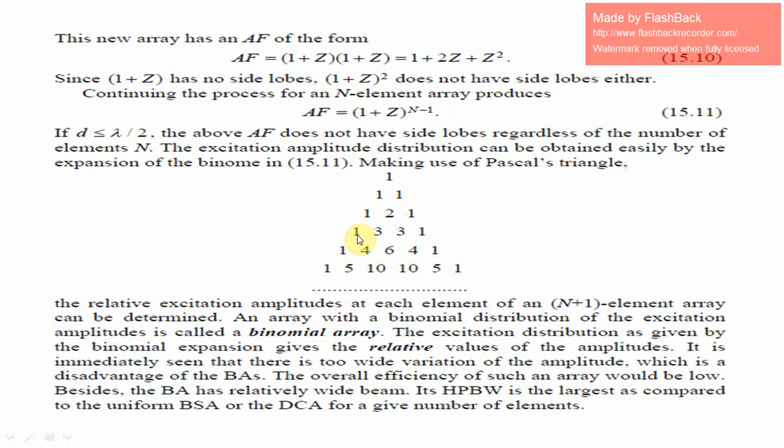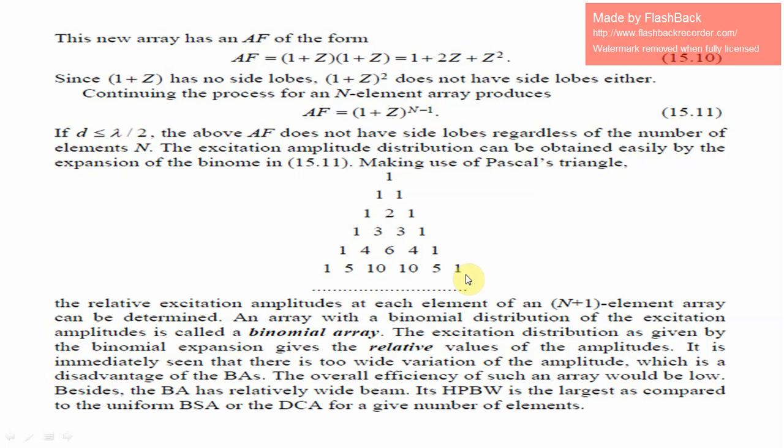Then 1 is taken as the reference, 1 plus 2 is 3, 2 plus 1 is 3, and 1 is taken as 1. Then for the next row, 1 is taken as the reference, 1 plus 3 is 4, 3 plus 3 is 6, 3 plus 1 is 4, and 1 is the reference. Then again 1 is the reference, 1 plus 4 is 5, 4 plus 6 is 10, 6 plus 4 is 10, 4 plus 1 is 5, and 1 is the reference.